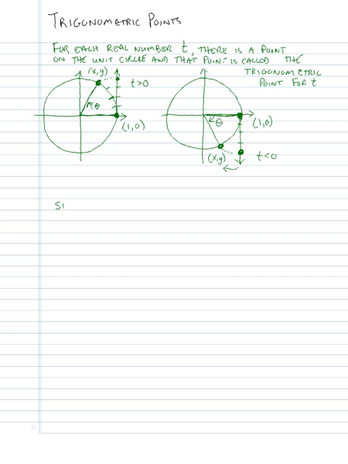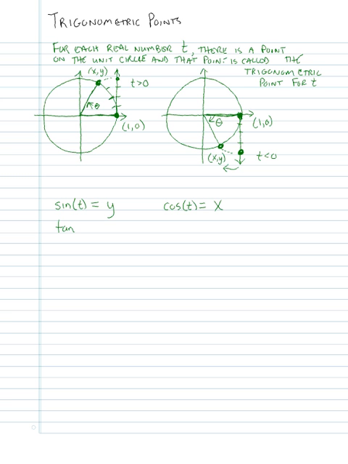The sine of the real number t, whether t is positive or negative, we find out where that is on the unit circle, the trigonometric point. Where is it on the unit circle? Well, the sine of t is the y value of the trigonometric point. So the sine of t is the second coordinate of the associated point on the unit circle. The cosine of t is the first coordinate of the trigonometric point.